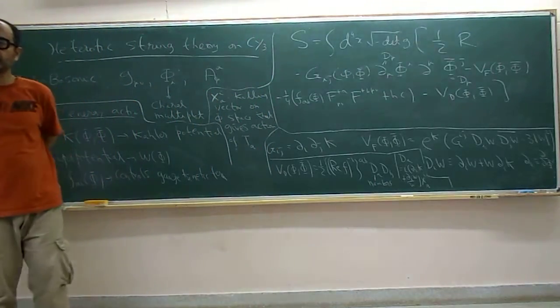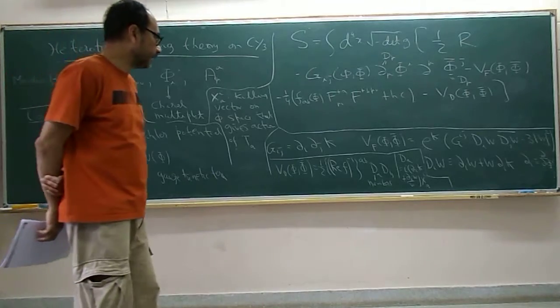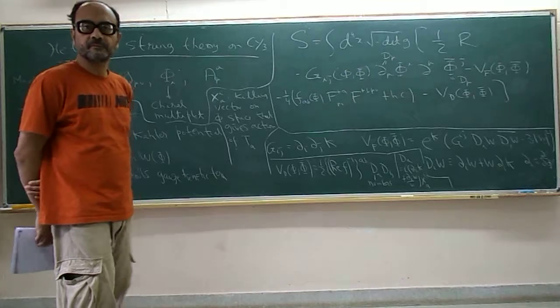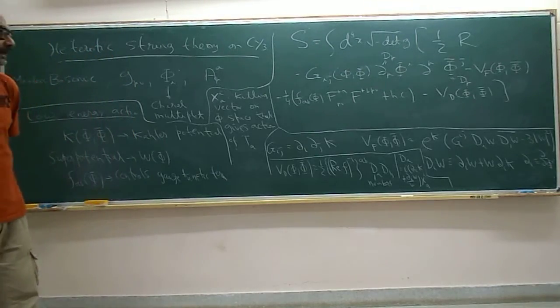So F plus is the same as we defined before, the self-dual part of the field strength. Basically F mu nu plus i epsilon mu nu rho sigma F rho sigma.